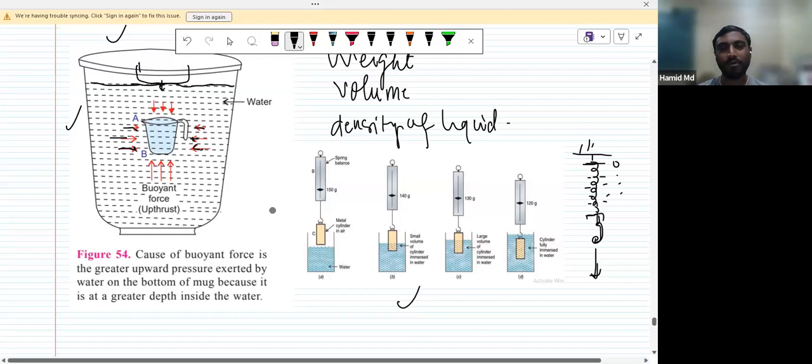Okay. So what is the volume of this metallic cylinder? The same amount of water is being displaced. So the object's weight is equal to the weight of the water displaced, immersed in the water.